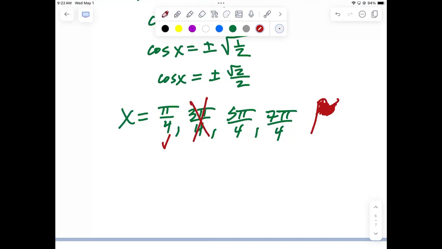So that's an extraneous solution. What about 5 pi fourths? Yes, they're both negative there, right? But at 7 pi fourths, we have a positive x and a negative y. So the only two solutions that are not extraneous are pi fourths and 5 pi fourths. So that's how you solve it algebraically.